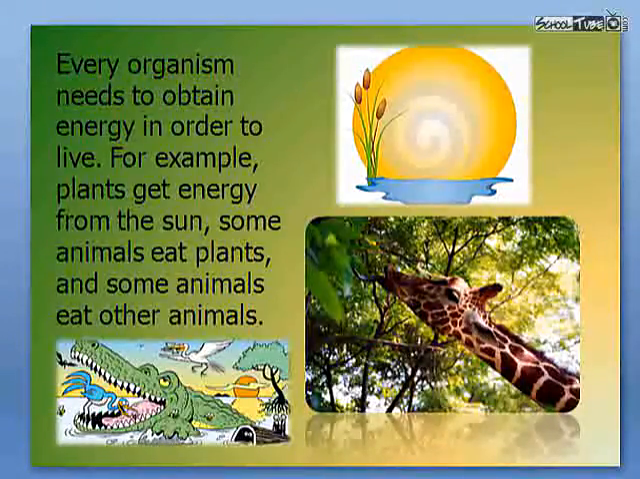Every organism needs to obtain energy in order to live. For example, plants need energy from the sun. Some animals eat plants, and some animals eat other animals. Humans do both.